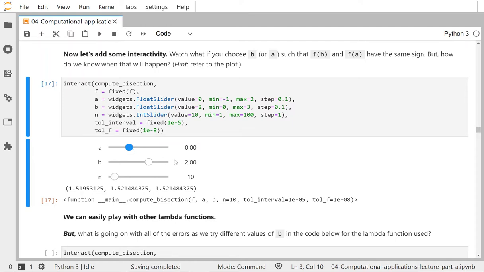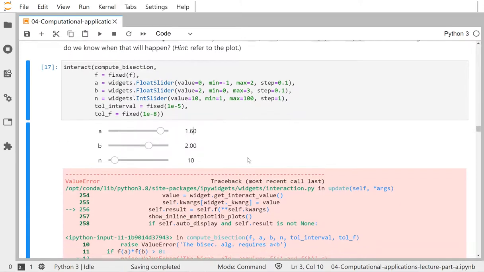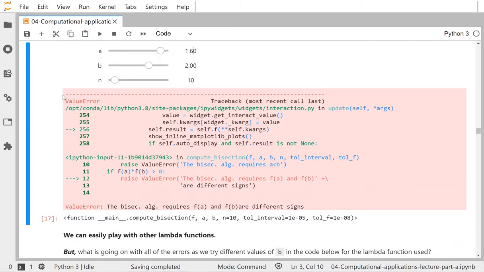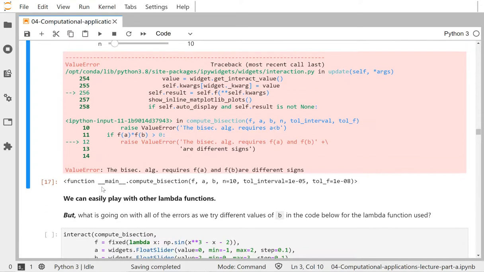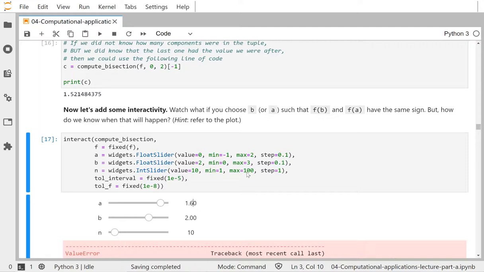So I will make A, let's say B is already at 2, so let's make A 1.6, which is greater than where we know the root is occurring. And notice we get a value error. And you have all the typical error things, but what it returns and prints is what we asked the function to tell us went wrong. The bisection algorithm requires f of A and f of B are different signs.